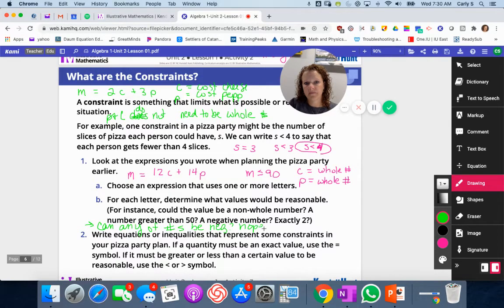Nope. Okay, can't be negative. A number greater than 50, our total cost could be greater than 50. The negative numbers, no, exactly 2. If our variable is talking about the number of pizzas, yes. The cost of a pizza, probably not. $2 for a pizza. Even Little Caesars is more expensive than $2.